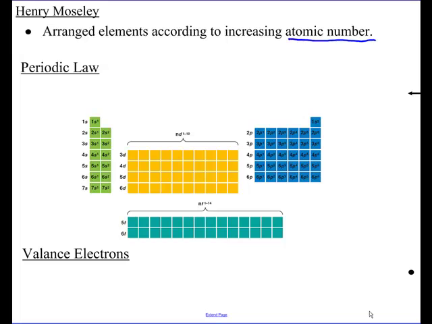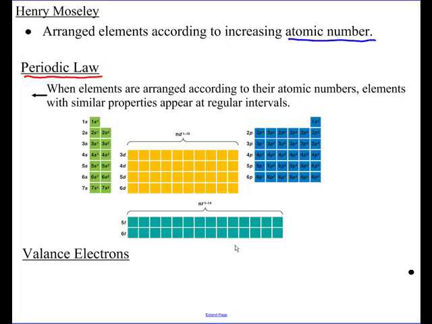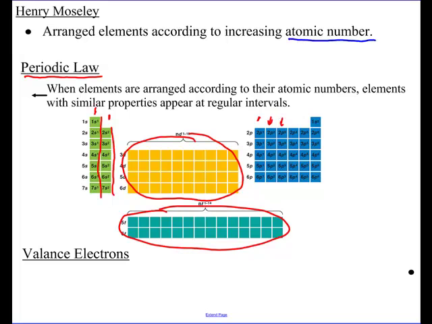So what this led us to is the periodic law, all right? The periodic law basically states that if you arrange the elements according to their atomic number, elements with similar properties appear at regular intervals. By that, we mean down the column. That's our regular interval. This group all acts the same. This group all acts the same. This group all acts the same. This group all acts the same. Let's not worry about this middle section yet, although they have similar properties, and same with this. But for our purposes, the periodic law says when you organize these by atomic number, which we do, you will get those similar properties at regular intervals, right?